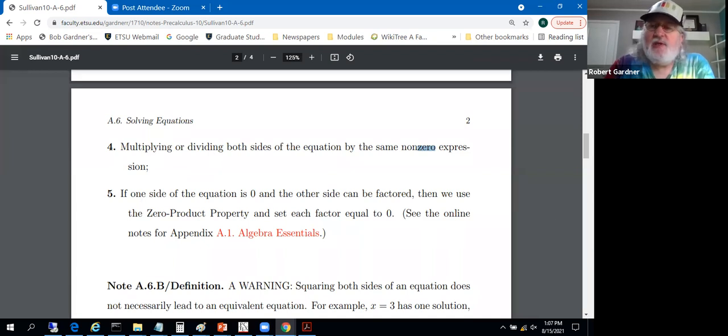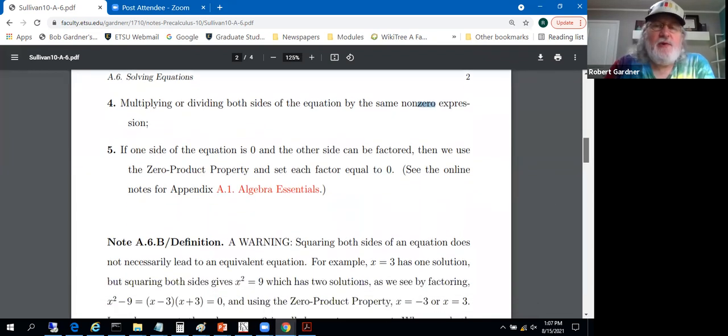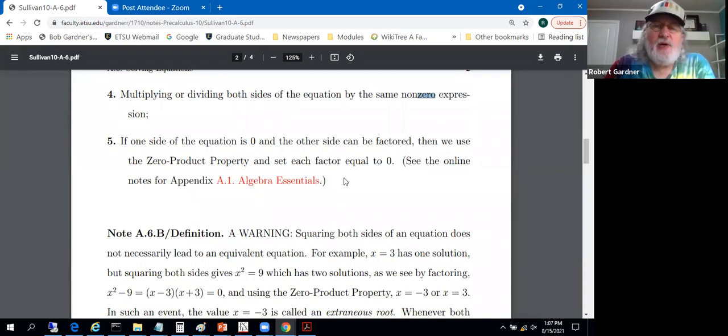And this last comment here is the most useful around the end of working one of these problems, if you work it by factoring. If one side of the equation is 0 and the other side can be factored, then we use the zero product property and set each factor equal to 0. We've discussed factoring in the past, and this is one. We'll solve equations oftentimes by factoring.